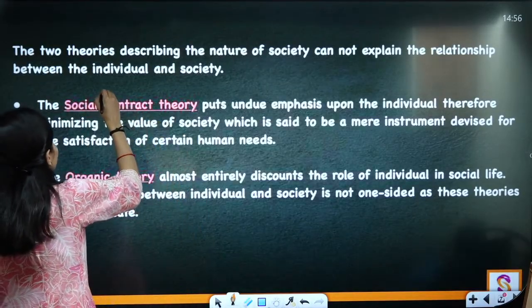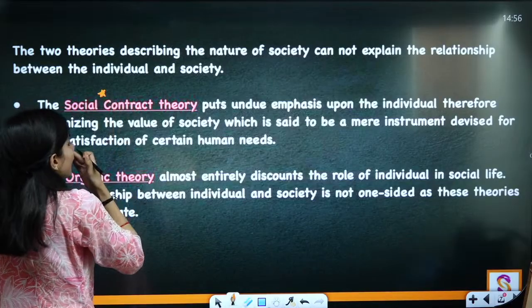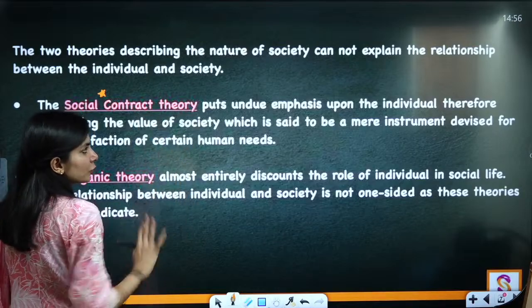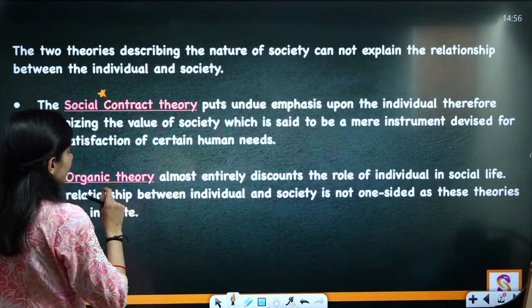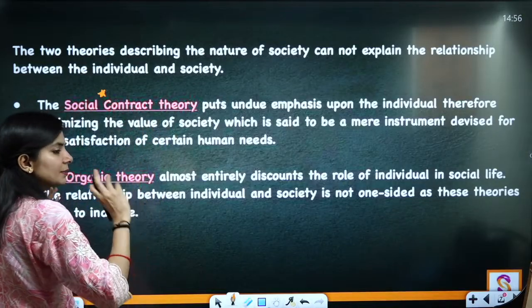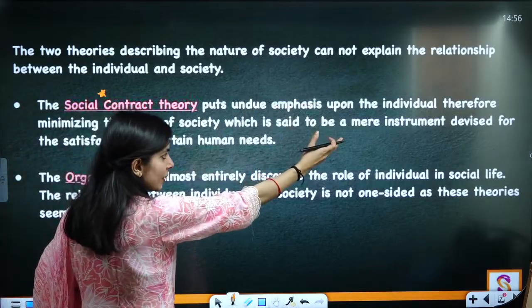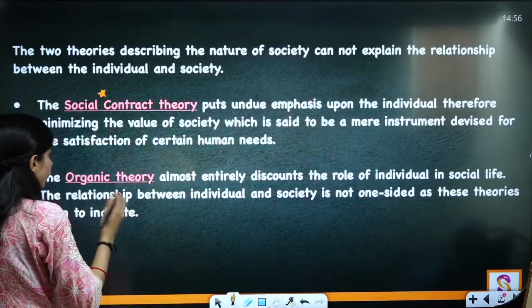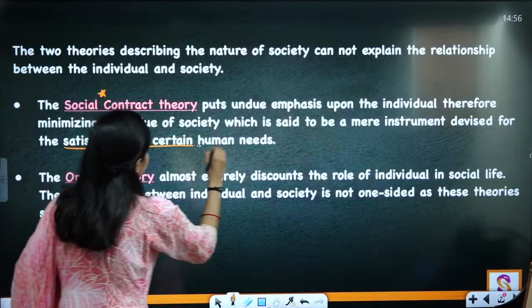First we will take up the social contract theory, and the basic summary of how we are going to proceed. They refer to the social contract theory as an instrument. This instrument is created, is formed, just to satisfy human need.